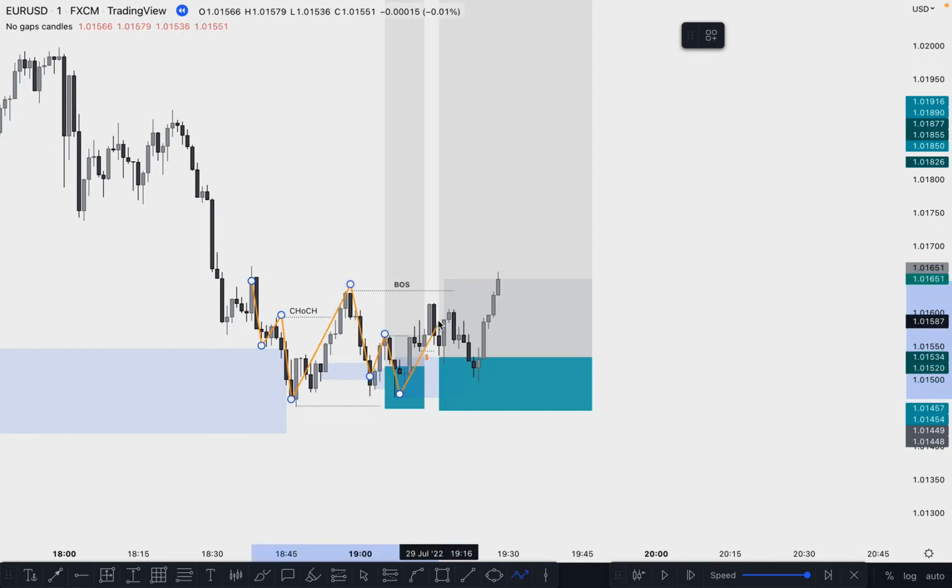Okay, so these are all internal structure, and once the market breaks this structure, this one is called a break of structure, and you can buy on this extreme here. Why can we buy here? Because the market swept the liquidity here.